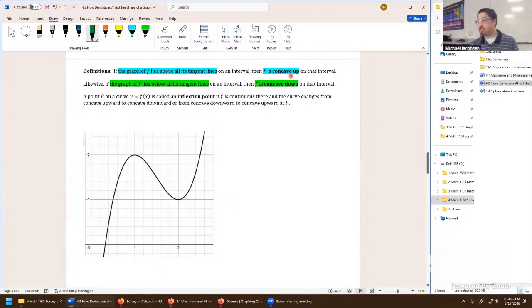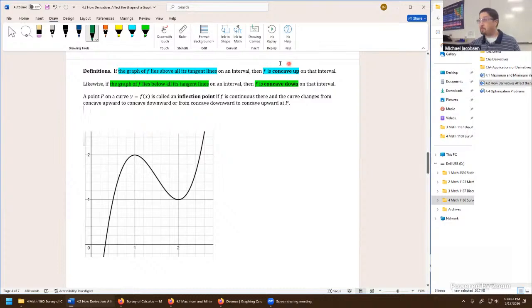So here are our definitions. If you have learned this before in terms of convex versus concave, and you decide to use those terminologies, that would be just fine on quizzes and exams. But for the sake of WebAssign and the lecture notes, I'll say concave up and concave down in place of those definitions.